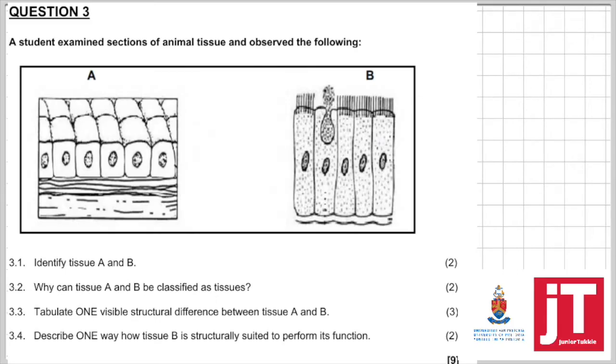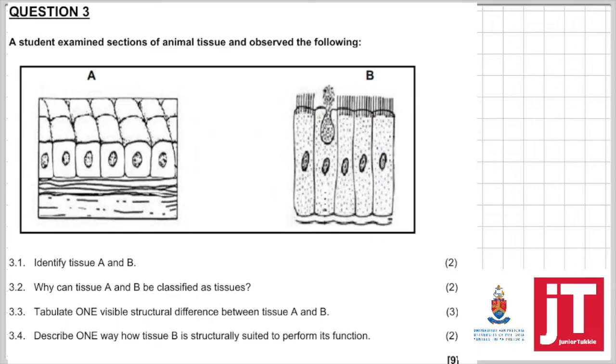Question 3, as you can see, is 9 marks, and it has question 3.1 to 3.4. A student examines sections of animal tissue and observes the following. So in diagram A and B, you can see there's two different types of tissue. Now 3.1, for 2 marks, they want you to identify tissue A and B.